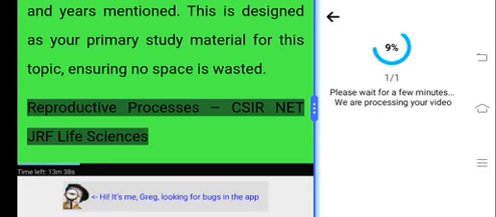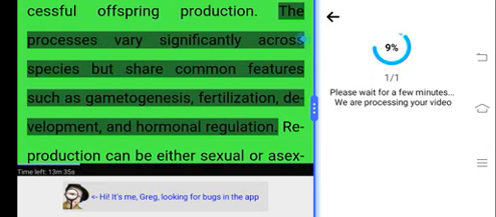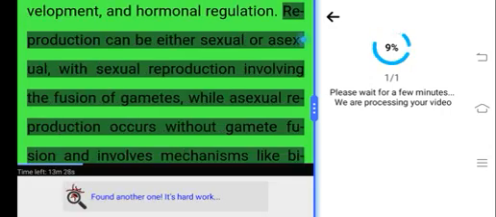Reproductive processes. CSIR NET JRF Life Sciences. Reproductive processes are fundamental for the survival of species, involving intricate mechanisms to ensure successful offspring production. The processes vary significantly across species but share common features such as gametogenesis, fertilization, development, and hormonal regulation. Reproduction can be either sexual or asexual, with sexual reproduction involving the fusion of gametes, while asexual reproduction occurs without gamete fusion and involves mechanisms like binary fission, budding, and vegetative propagation.